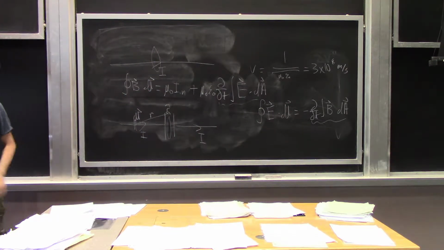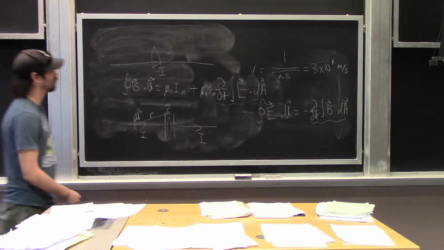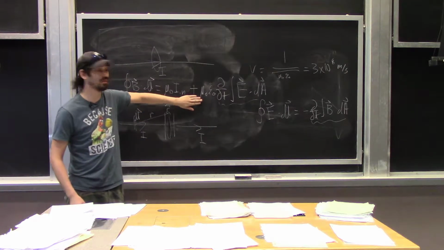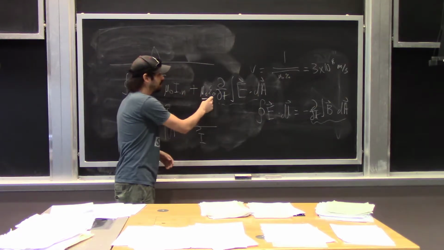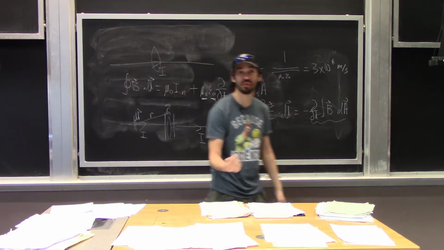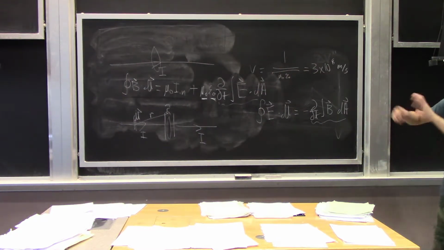Probably not that important, but what's the difference between mu naught and epsilon naught? I know they're both permeabilities of free space. Sure. Mu naught is the permeability of free space. Epsilon naught is the permittivity of free space.